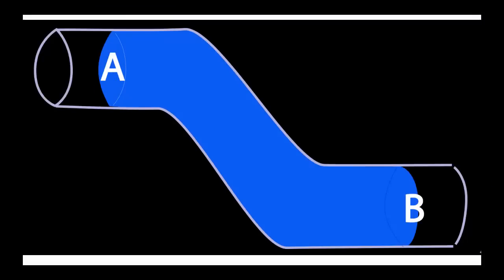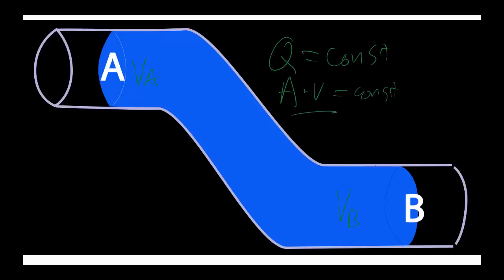So the velocity at A is going to be exactly the same as the velocity at B. So why is that? Well, it's just like before. Q equals a constant. So the area times the velocity of the fluid is a constant. And so since we know that the area of the tube doesn't change, the velocity also doesn't change when you go from A to B.